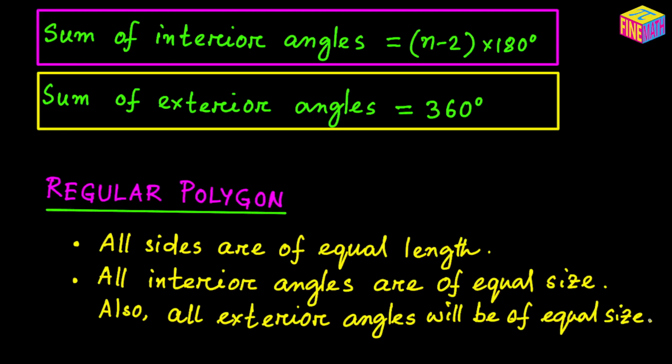Now when you say regular polygon, how do we define a regular polygon? Well, if a polygon has all sides of equal length and all of the interior angles are of equal size, then that kind of a polygon will be called a regular polygon. That's just by definition, right?